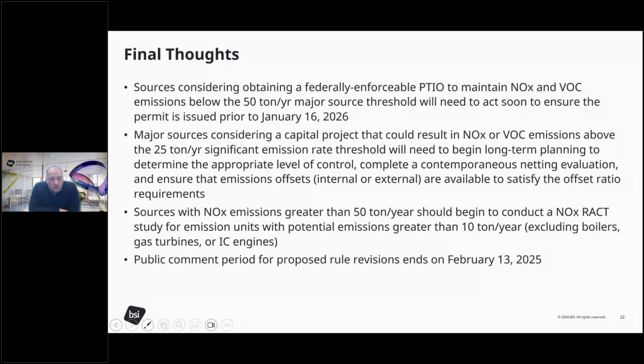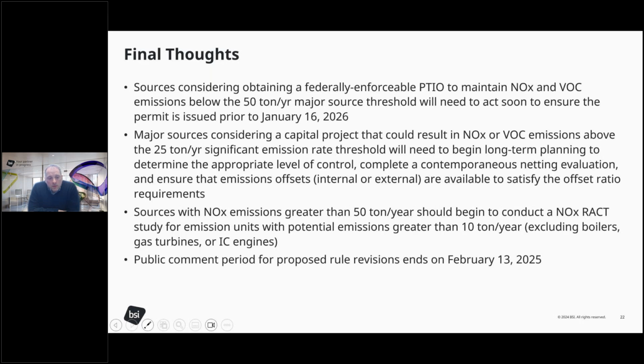And then, for major sources, if you're considering a capital project that would include an increase in NOx or VOC emissions above the 25 ton per year significant threshold, you're planning on that, and you need to start to determine what the appropriate level of control is. Complete a contemporaneous netting evaluation and ensure you have the offsets available. You can go with the internal offset, which will reduce some of the burden of the regulation, or you're going to need to go through the traditional offset analysis with external sources.